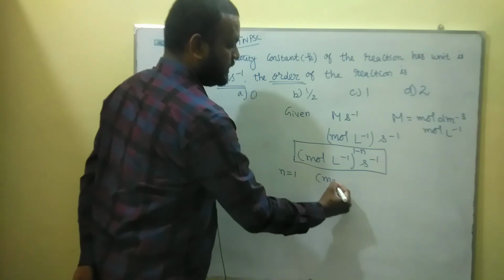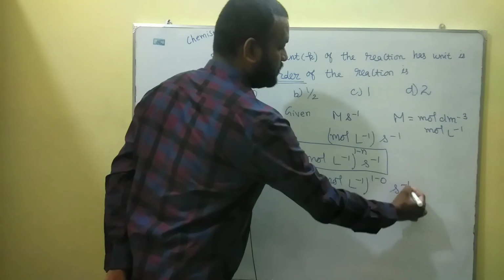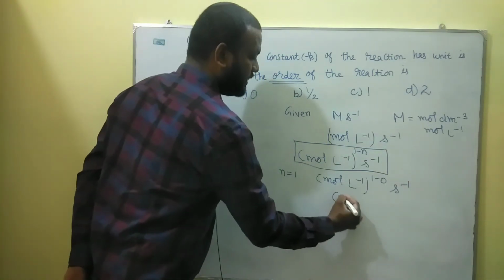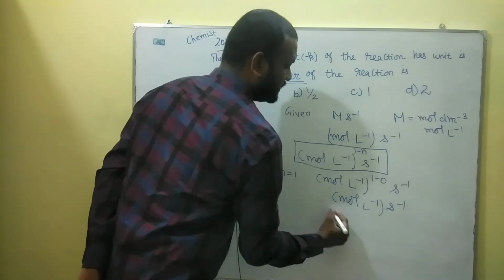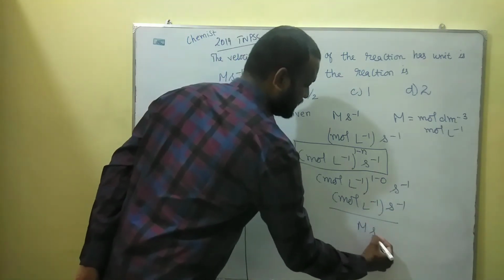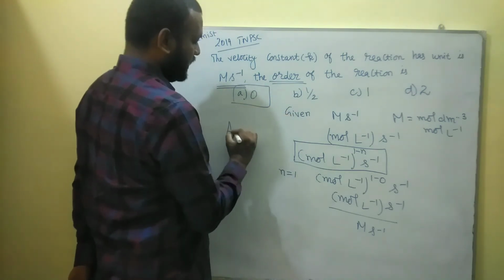Now mole per liter power 1 minus 0, per second. 1 minus 0 is 1. So we will get the answer mole per liter per second, that is M per second. So the order of the reaction is 0 here. So your answer is A.